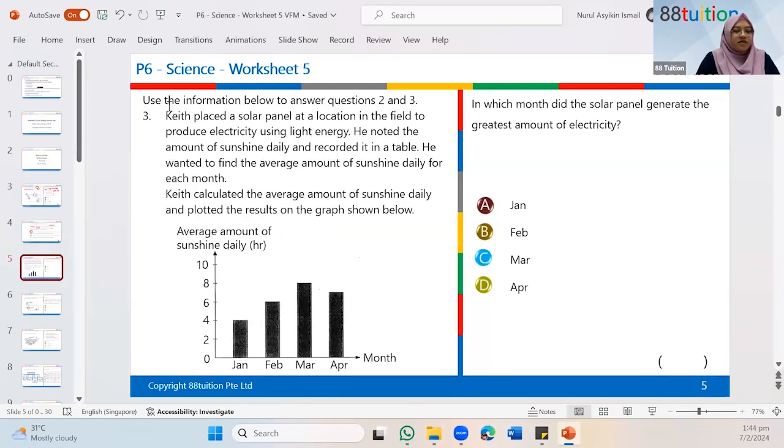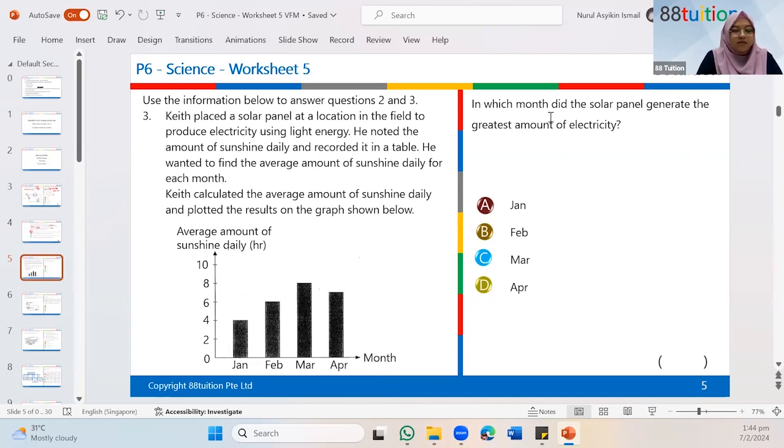Let's take a look at the next one. Question 3. Keith placed a solar panel at a location in the field to produce electricity. So it's still the same context, but now he has a graph done up. Now he has the average amount of sunshine daily for January, February, March, and April. So in which month did the solar panel generate the greatest amount of electricity?